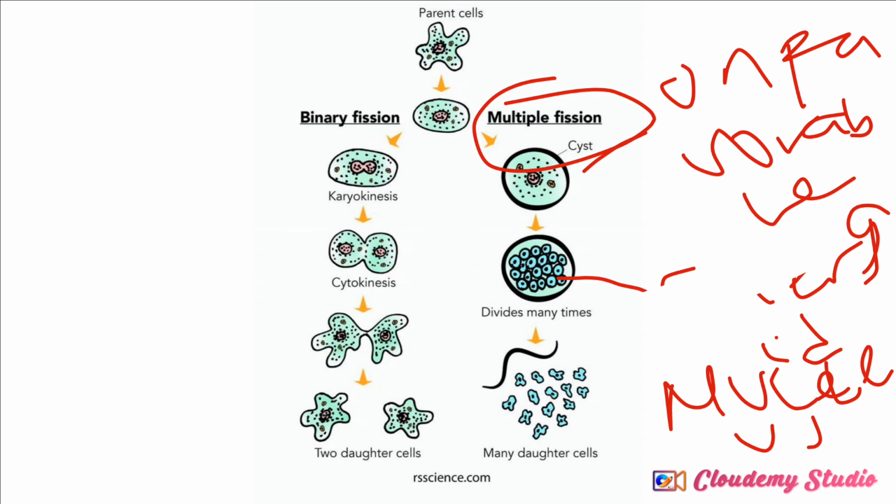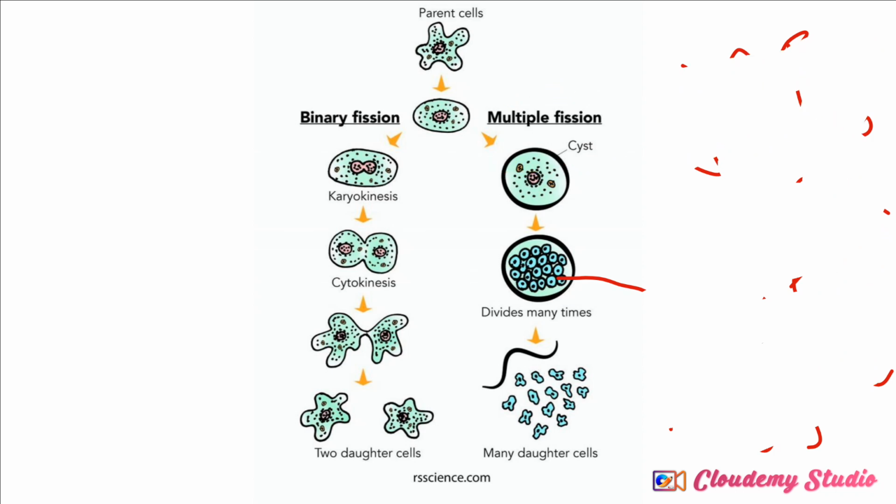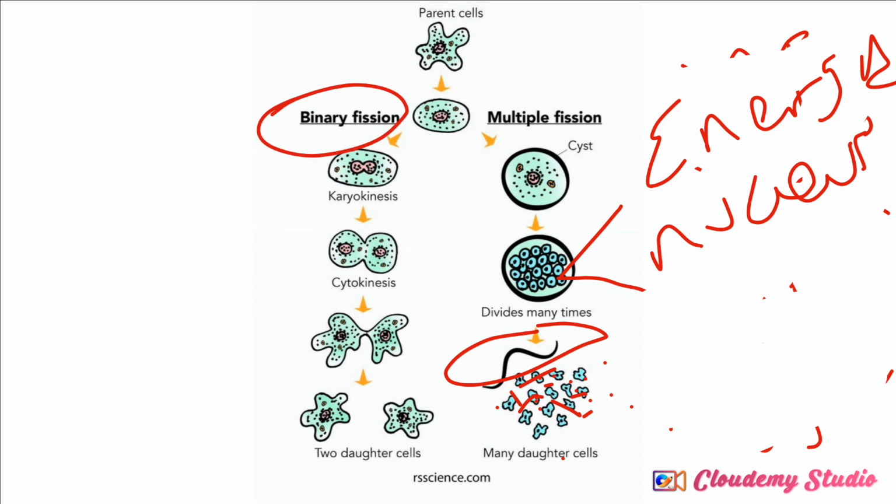Now, once the condition is favorable again, the cytoplasm bursts to release small amoeba. Can you see the one that I'm marking? This nucleus is known as energid. Energid nucleus. This binary fission occurs normally, while this one occurs only under unfavorable condition.